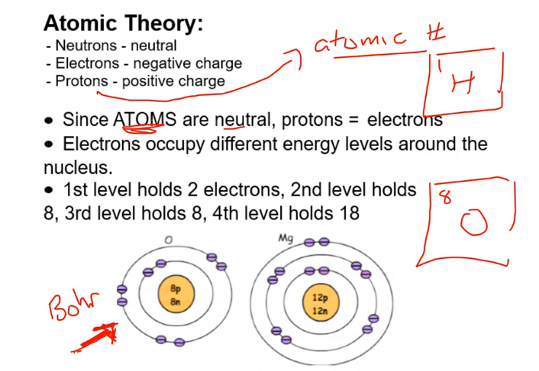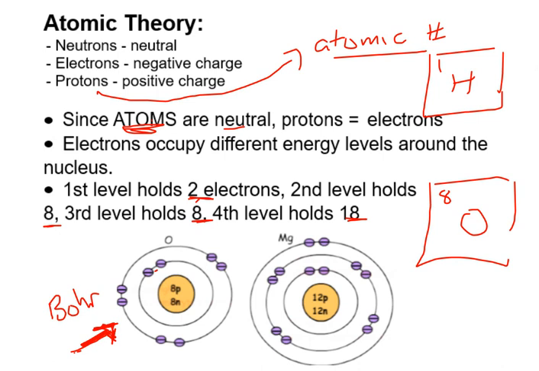I like to think of this like a motel, or maybe a hotel. The first floor has 2 rooms in it. As soon as the first floor is filled, you got to go to the second floor. How many rooms does the second floor have? Up to 8. You have to memorize this. It is the same for everything. So the first row always holds 2. The second and third rows always hold 8, and then 18.